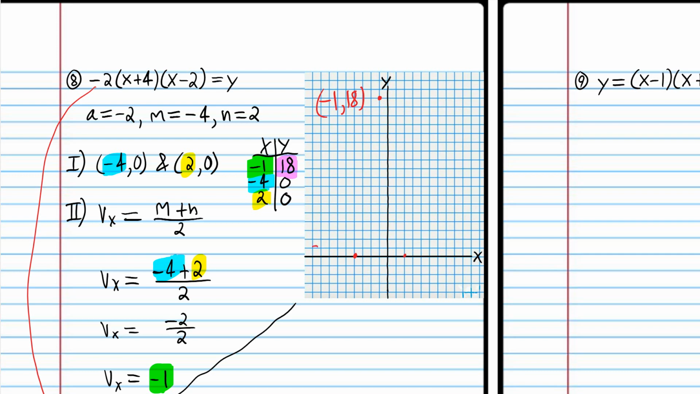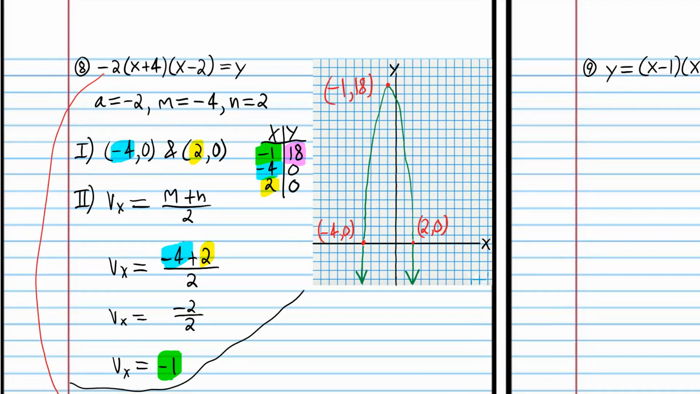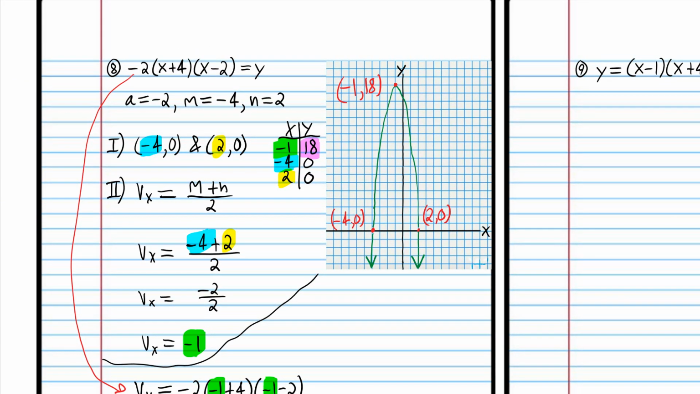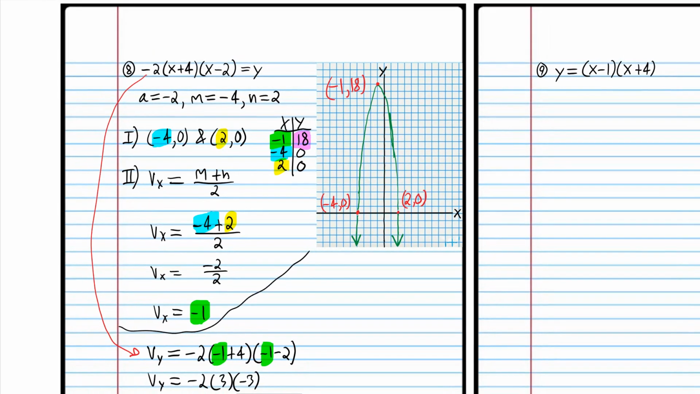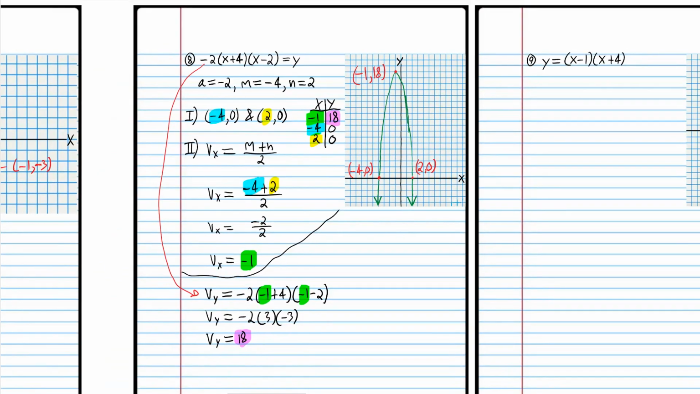And then we have negative 4, 0, and 2, 0. And we're going to connect the dots. And that wasn't a perfect parabola, but you get the point. And so there we go.